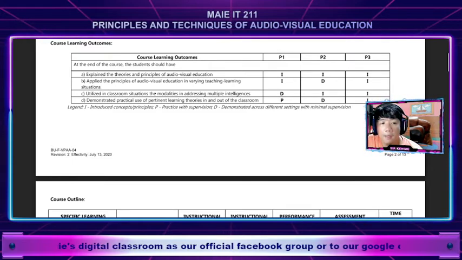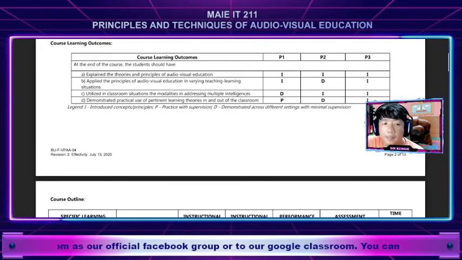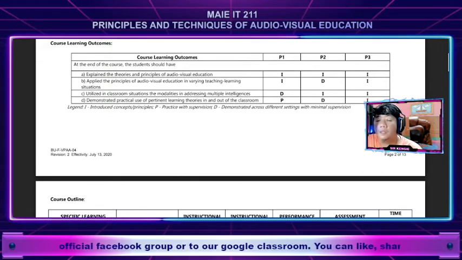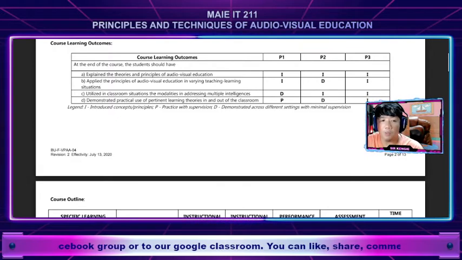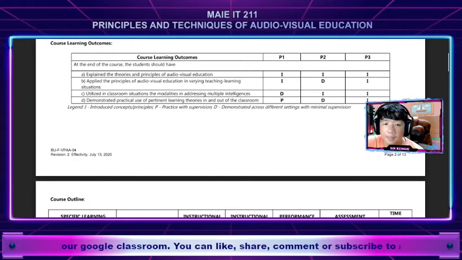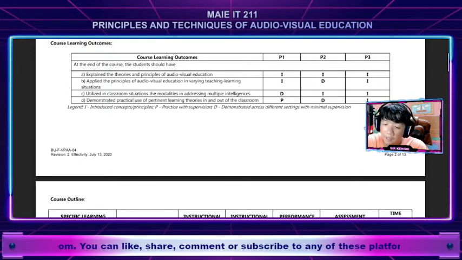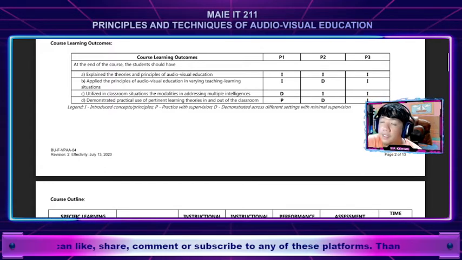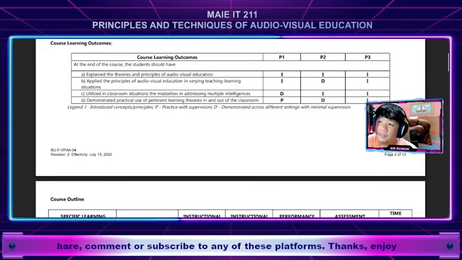Okay. And aside from applying the principles, you will utilize those learnings acquired in audiovisual education in classroom situations. The different modalities in addressing this intelligence. Here, you will study also the different types of intelligence.